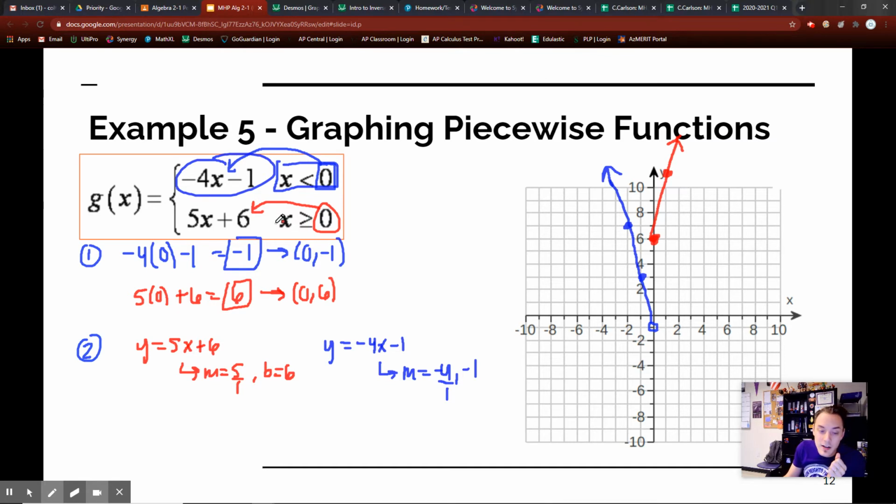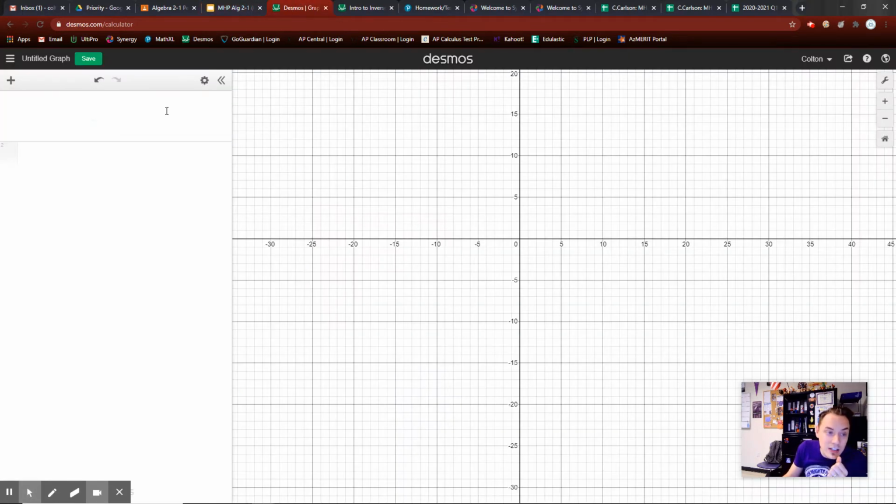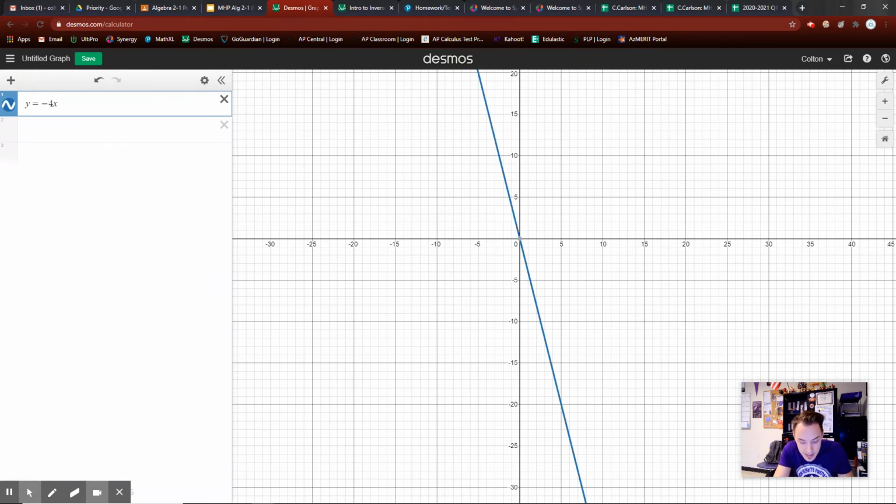Now, the cool part is this. I want to show you. Can Desmos actually graph this? Can I actually do this on Desmos? Yes. I will show you how. Now, watch this. I'm going to do y equals -4x minus 1. Now, this is what my actual point is. And I actually have it in blue, right?